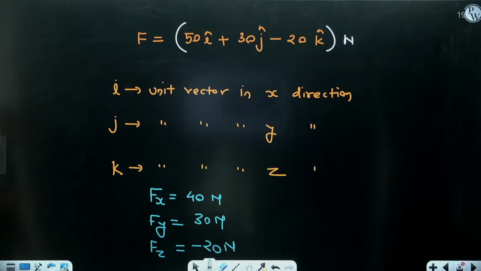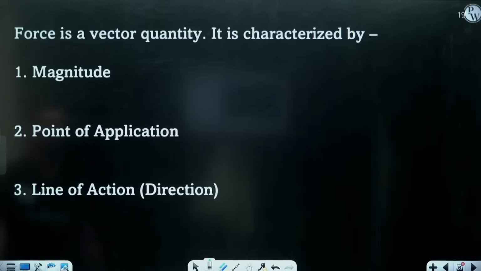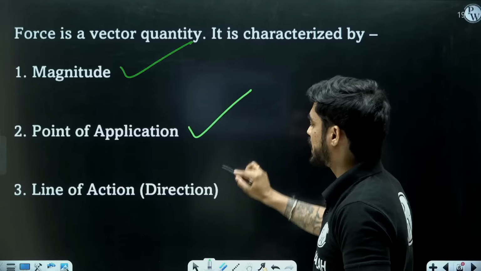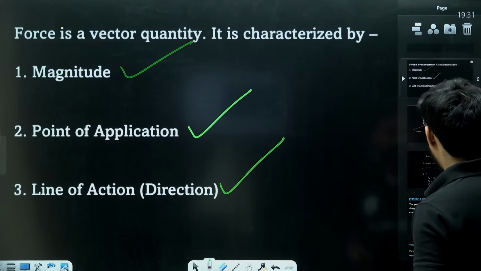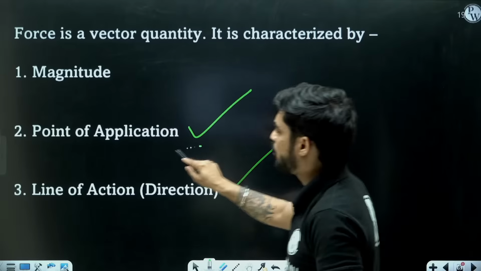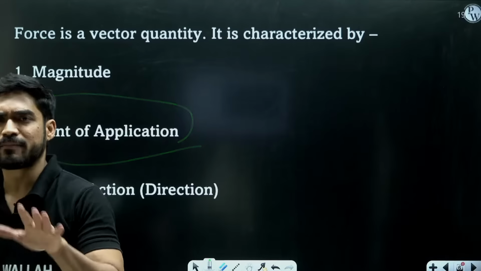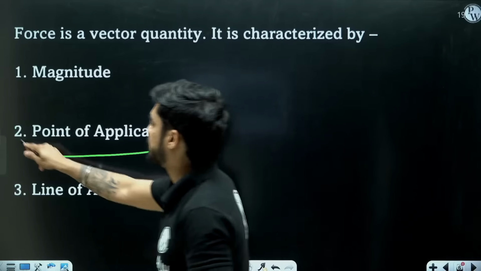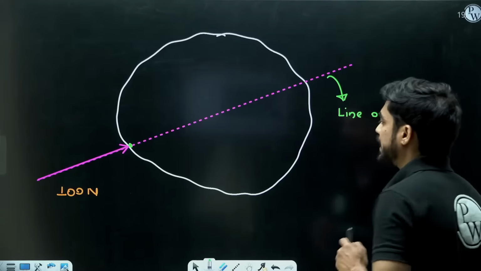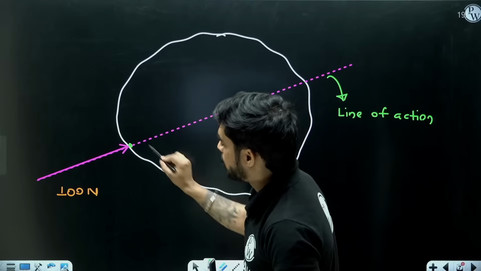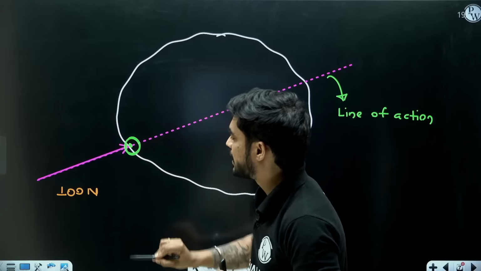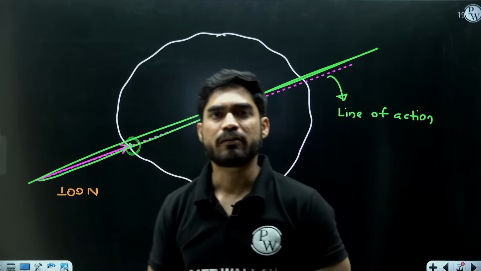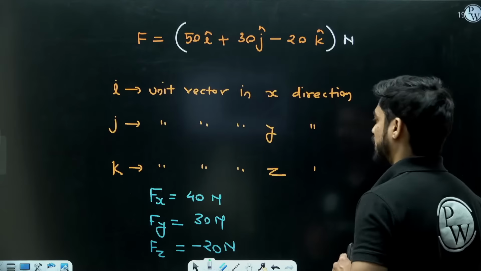Now, when we are characterizing the force, I told you that we need 3 things: magnitude, point of application and line of action, right? But in many cases, we don't need point of application. For example, in engineering mechanics, in this subject, we don't need the point of application. Why don't we need the point of application? We don't need the point at which exactly the force is acting. We need this line of action. We just need this line of action. We don't need the point of application.